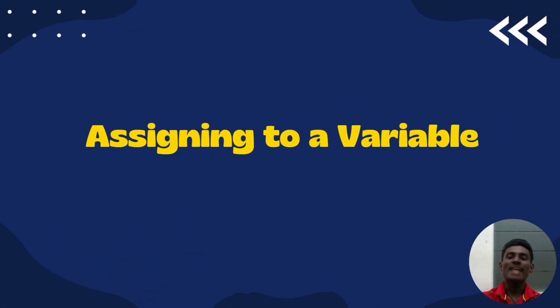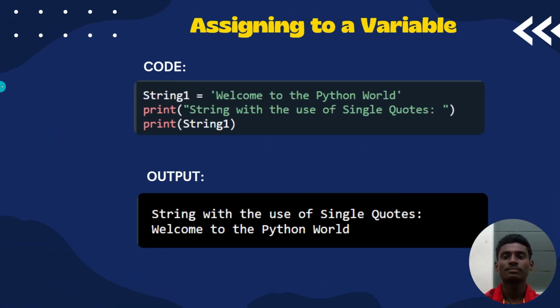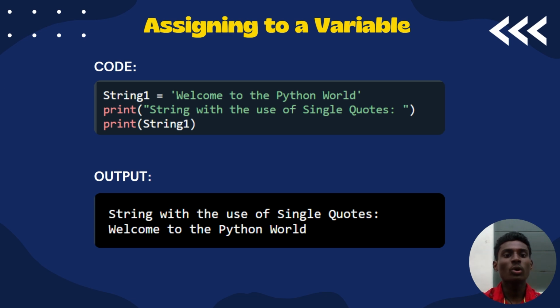Now we will be seeing assigning to a variable. As you can see in the code, string1 is given the input "Welcome to the Python world". Now print "String with the use of single quotes" followed by string1. As you can see below, the output is "String with the use of single quotes: Welcome to the Python world", which means we are assigning a variable to a string that is given as an input. You have to assign it first, then give an input to it, then print string1. As you can see, the output is given below.